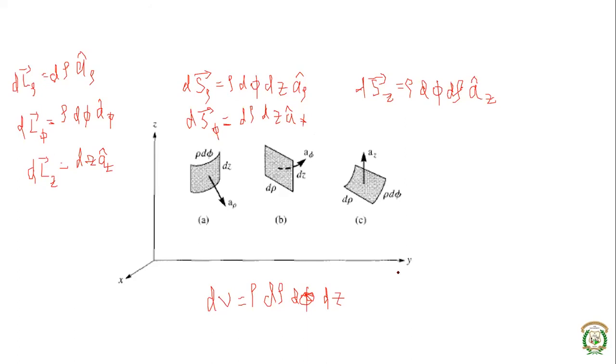Next, we have some more things about how to convert, or what are the equivalents of the rectangular coordinate system in the cylindrical coordinate system and vice versa. Those things we will see in the next class.